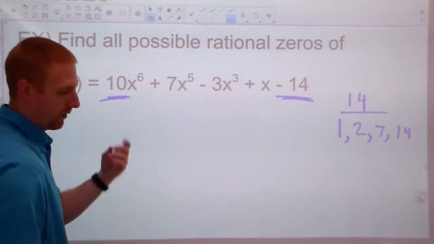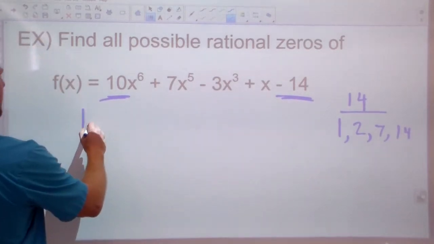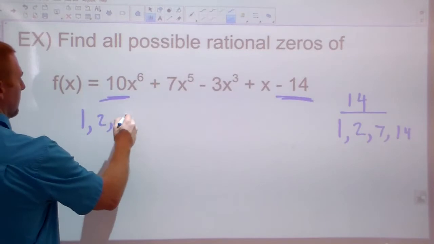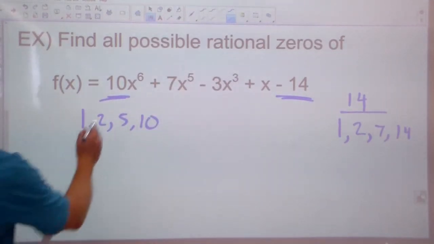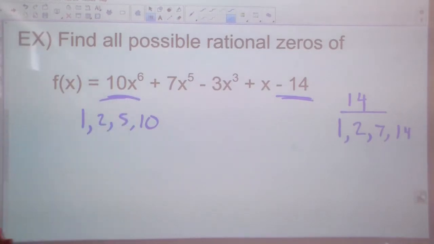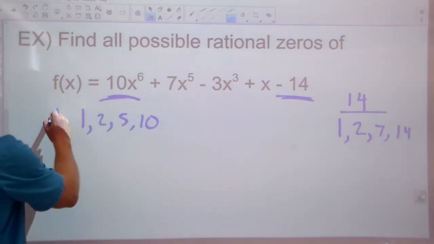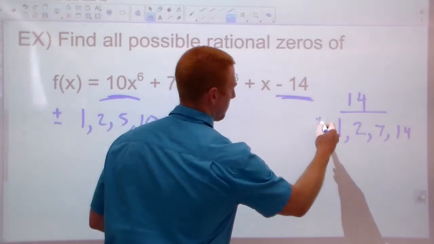10, well, you can do 2 and 5, you can do 1 and 10. Just don't forget the 1 times the final number. That's always one of your possibilities. It's easy to overlook. So those are all the ways that you could make 10. Those are all the possible factors of 10. And we need all the plus and minus versions of both of these.